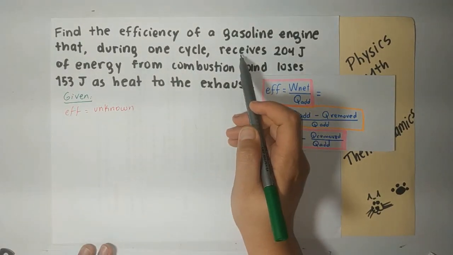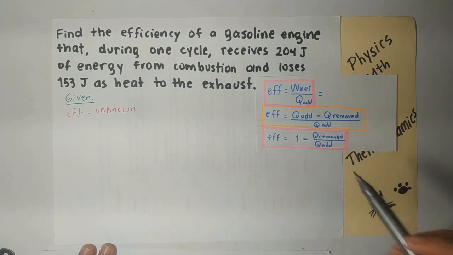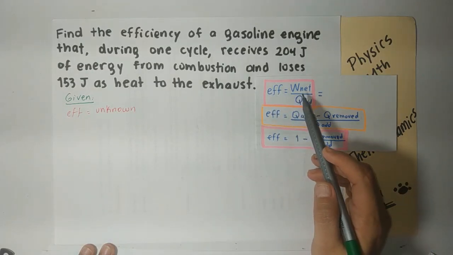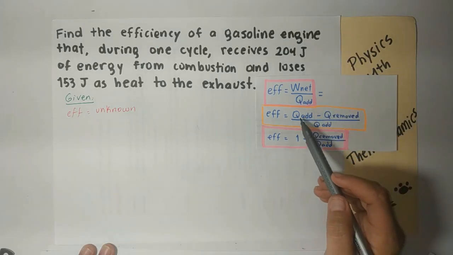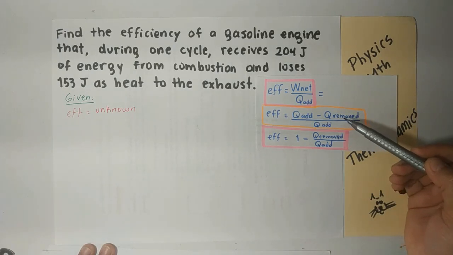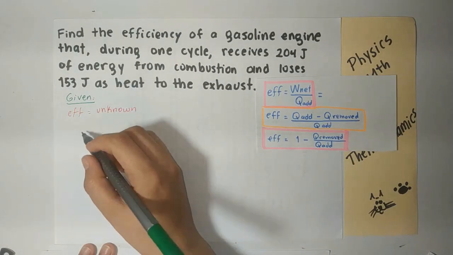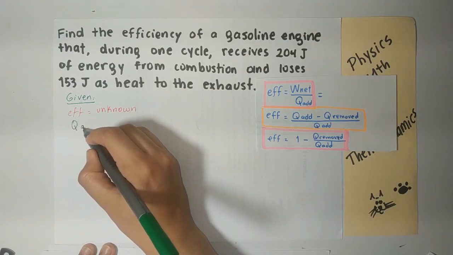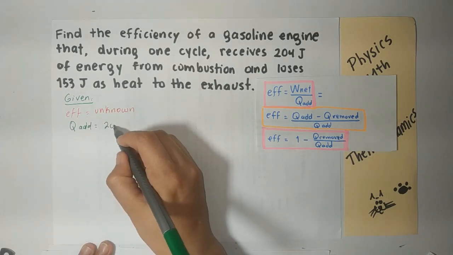Now, after that, the problem is giving me energy received. From all these equations here, energy received, which one do you think it is? Energy received could be the efficiency, the net work, or the heat added to the system, or the heat removed from the system. So which one do you think it is? Energy received will be the Q added to the system. So Q added is 204 joules.